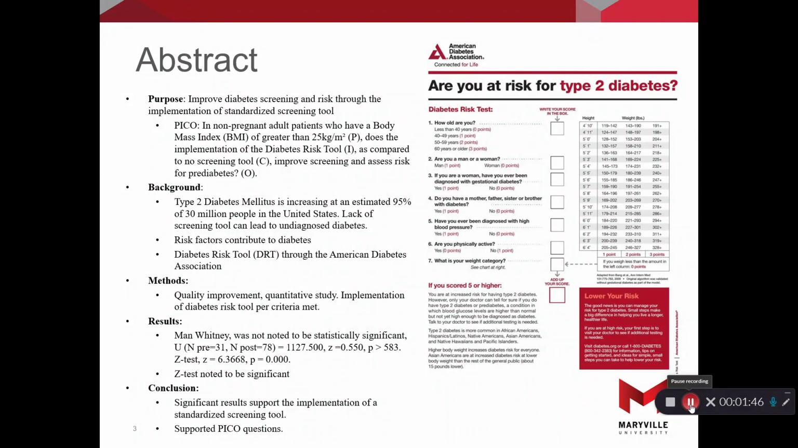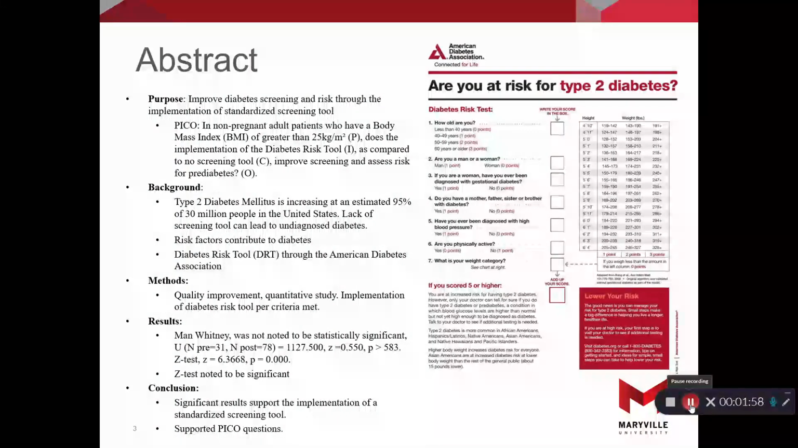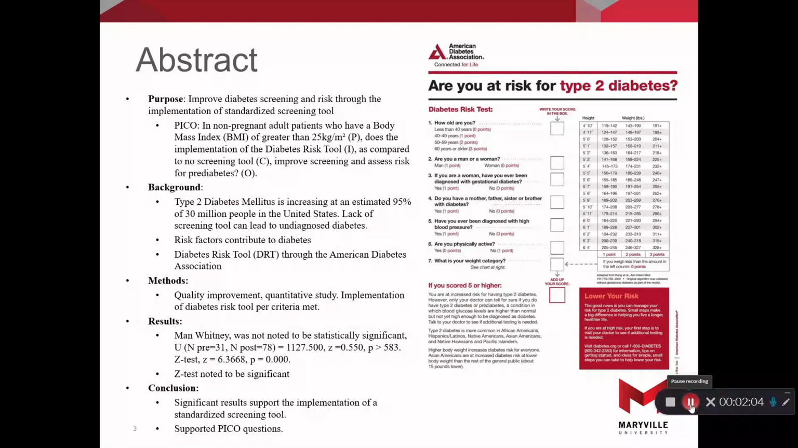For methods, it is a quality improvement quantitative study through the implementation of the diabetes risk tool. For results, we used 2 different tests, the Mann-Whitney and the Z-test. The Z-test was considered significant and the Mann-Whitney was not, and again we'll go into further detail about these. In conclusion, the significant results were able to support the implementation of the standardized screening tool and support the PICO question as well.